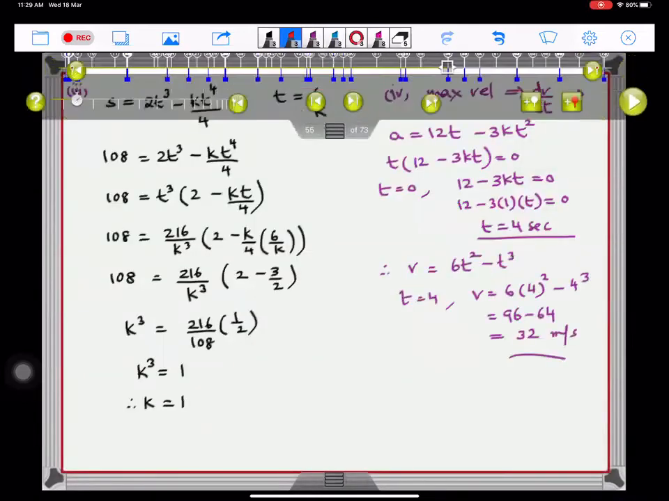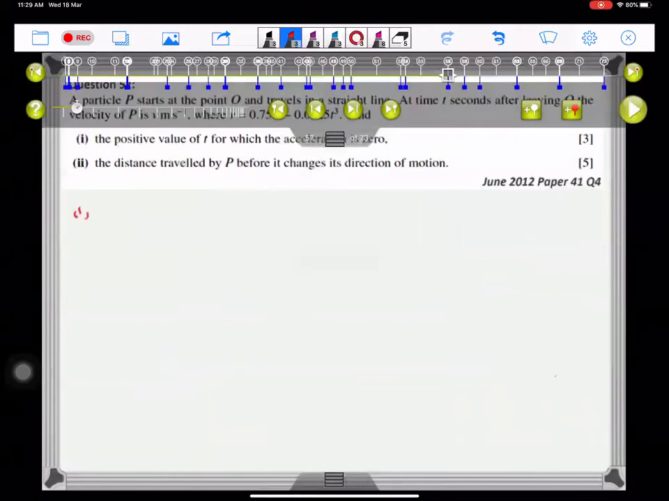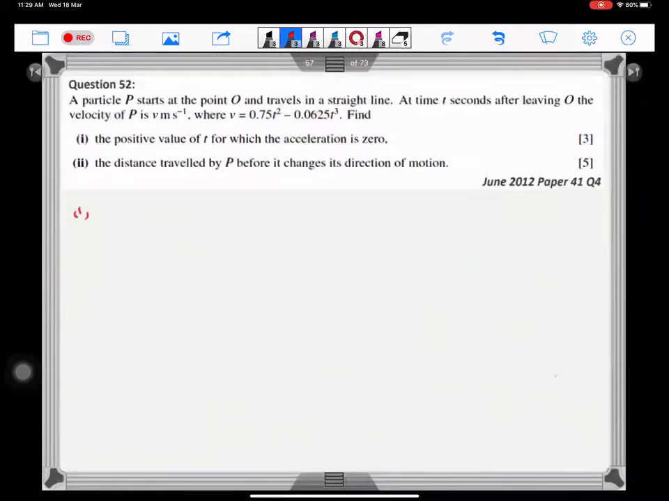Now, let's move on. Let's read question 52. A particle P starts at the point O and travels in a straight line. At time t seconds after leaving O. Now, from this statement, initially it was at O. So when t is 0, S is 0.